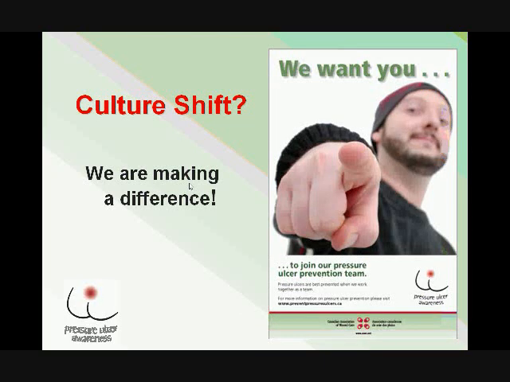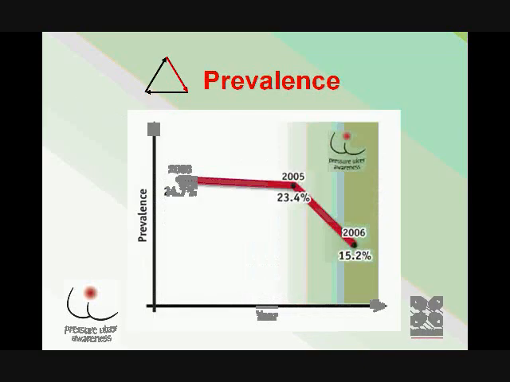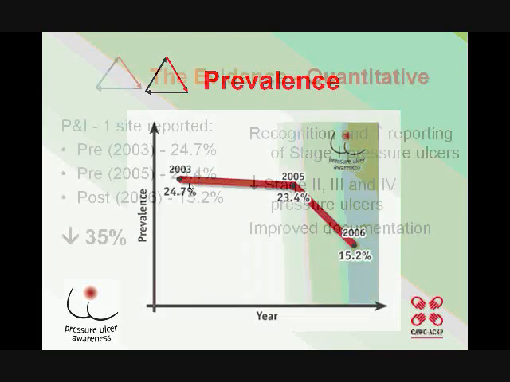Have we made a difference? We have shifted culture. We want you to join our team. We know that we can make a difference in the numbers of pressure ulcers in your facility. In this table here, you notice that in 2003, pressure ulcers were 24.7%. In 2004, they received a lot of pressure redistribution surfaces, yet in 2005, the prevalence had hardly changed at all. It was not until the Pressure Ulcer Awareness and Prevention Program was brought in and staff were educated that the numbers actually dropped and the pressure ulcers were reduced.